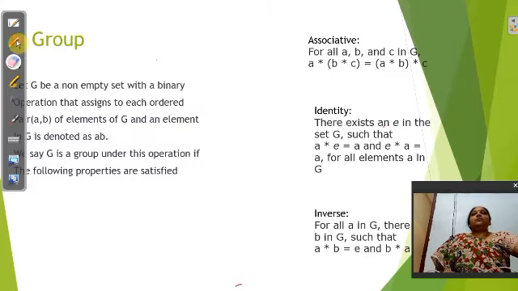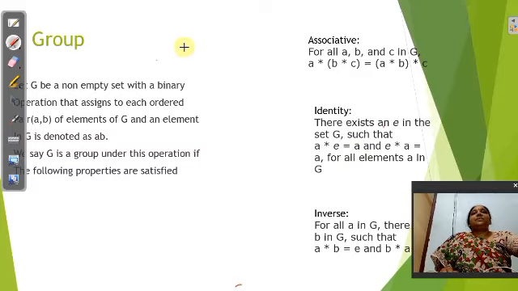Next we'll go for the identity property. What do you mean by identity property? There exists an e in the set G such that a star e is equal to a and e star a is equal to a for all elements a in G. What I am saying, if a is an element in G, there exists e, an element in G, such that a star e is equal to e star a is equal to a.